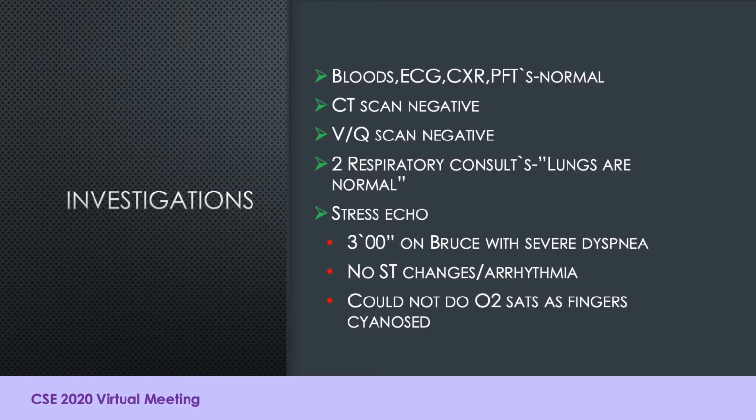Her blood work, ECG, chest x-ray, pulmonary function tests were normal. A CT scan and VQ scan were negative for underlying interstitial lung disease or thromboembolic disease. She saw a respiratory consultant who told her she was normal. She continued to be short of breath, got another opinion, and he said her lungs were normal. I did a stress echo, and she indeed did get severely dyspneic on walking 3 minutes on a Bruce protocol without any ST changes or arrhythmia. I could not do her oxygen saturations as her fingers were cyanosed.